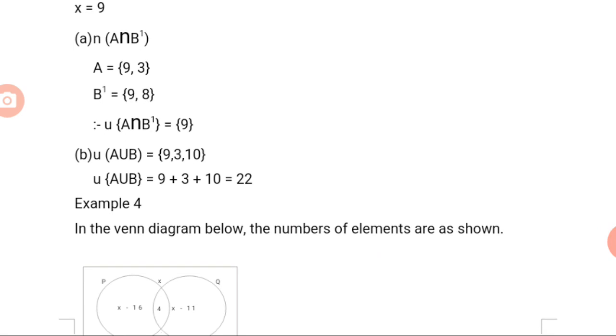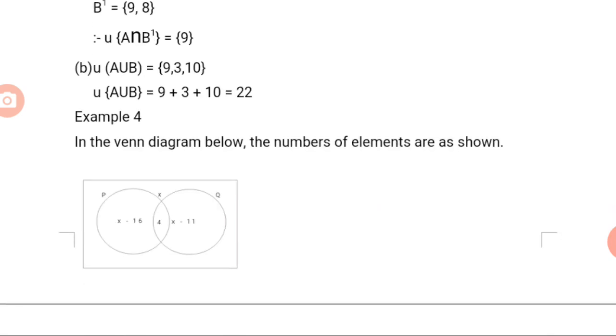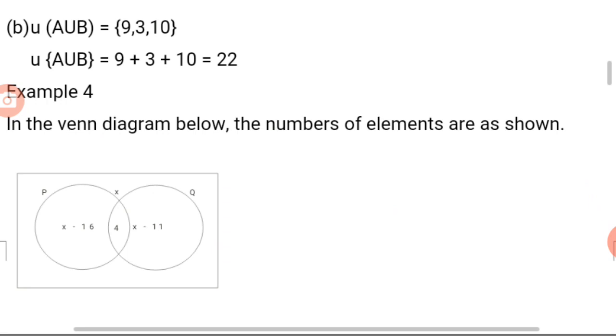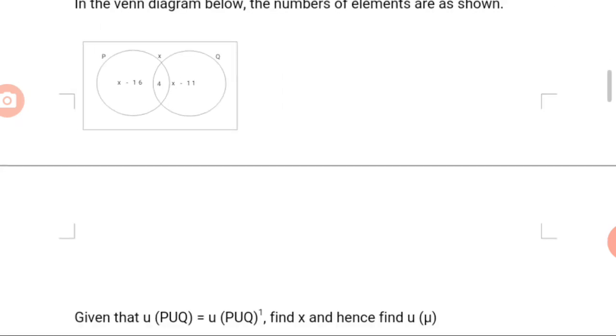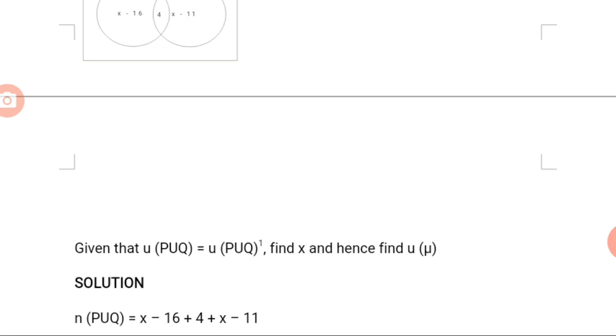Now, example 4. In the Venn diagram below, the numbers of elements are shown in the set. Look at it very well. Now, given that the number of P union Q equals the number of P union Q complement, find X, and hence find N, that is the number of the universal set. Now, solution.